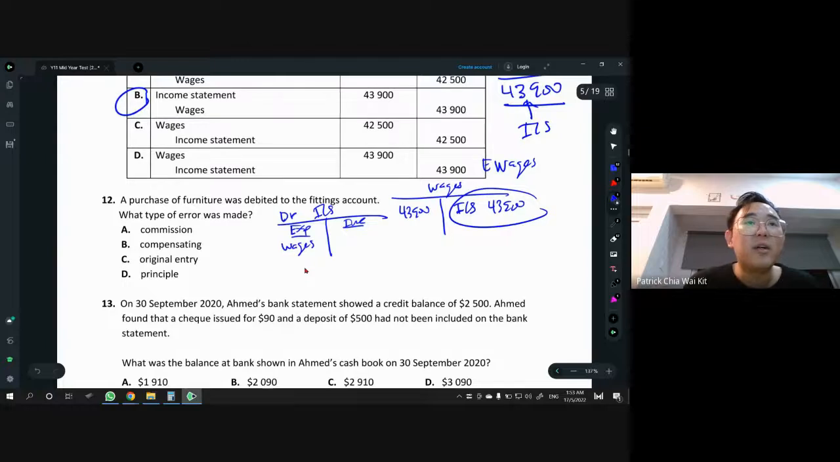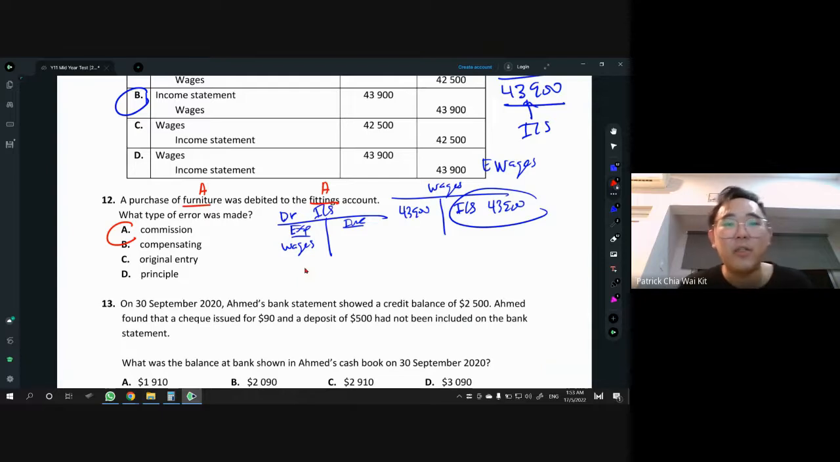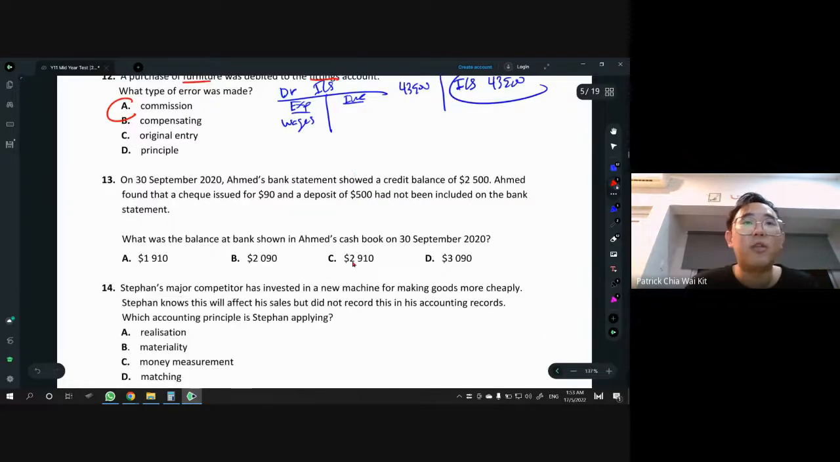All right, next one. So the purchase of furniture, okay, purchase of furniture was debited to fittings account. What type of error was made? So again, you have to be careful. Just because you see the word purchase doesn't mean it's purchases. Purchases is only meant for goods, only meant for product that we are reselling. So in this case, we bought furniture. Furniture is asset. But what happened now is we debited to fittings account. So instead of calling it furniture, we put it in fitting. Hey, fitting is also asset leh. So both also are asset. They are in the same class, but the name is wrong. So this is error of commission. Okay, error of commission, wrong name, but same class. Okay, you have to know the difference.